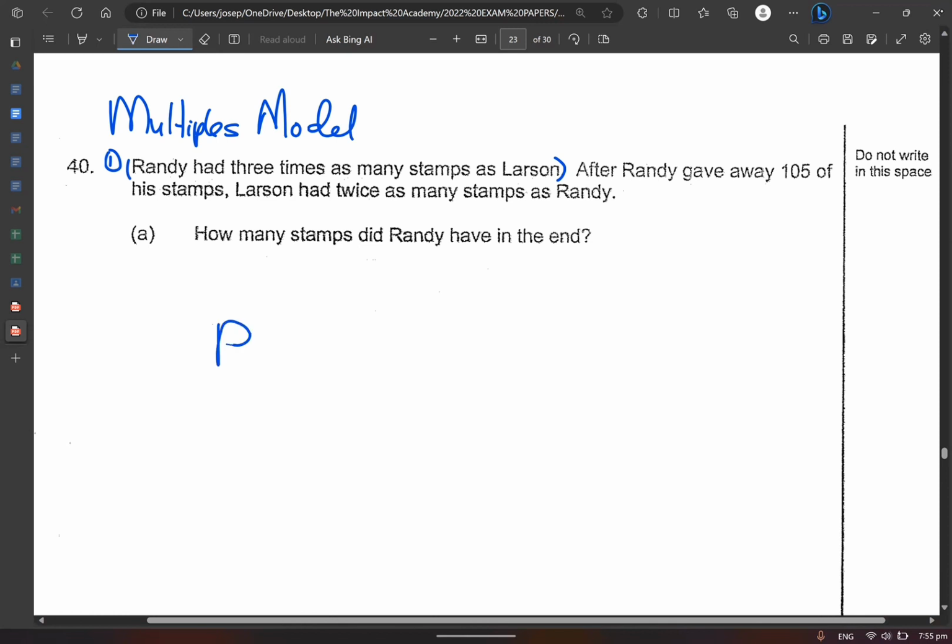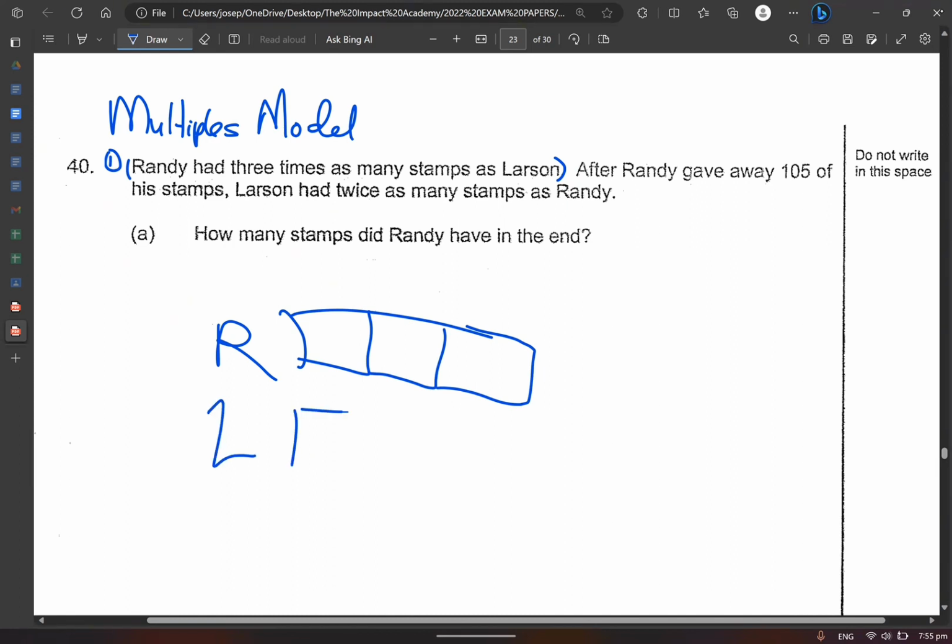Alright, so now we say Randy had 3 times, so we are just going to draw 1, 2, 3. Am I making sense here? Alright, for Larson it will just be 1 unit. Once I'm done, I'm going to read sentence number 2, okay?